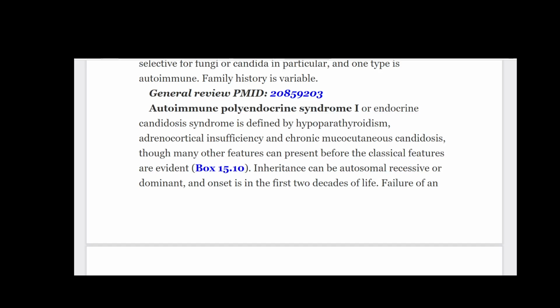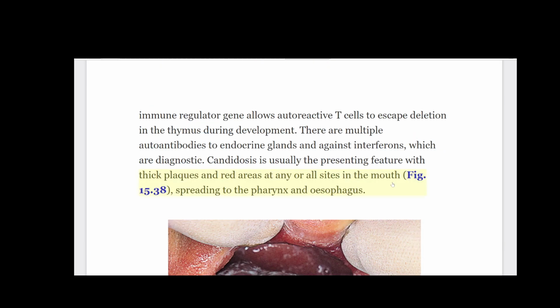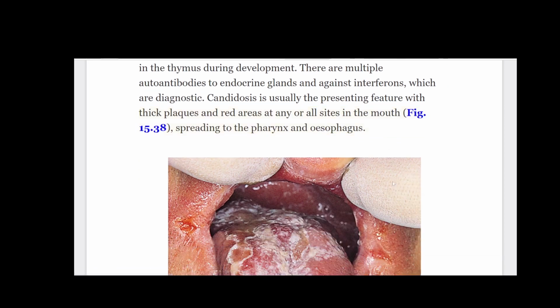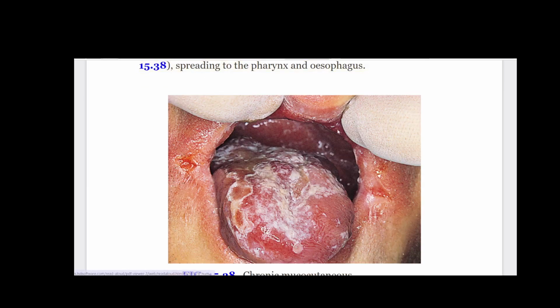Inheritance can be autosomal recessive or dominant, and onset is in the first 2 decades of life. Failure of an immune regulator gene allows autoreactive T cells to escape deletion in the thymus during development. There are multiple autoantibodies to endocrine glands and against interferons, which are diagnostic. Candidosis is usually the presenting feature with thick plaques and red areas at any or all sites in the mouth, Fig. 15.38, spreading to the pharynx and esophagus. Fig. 15.38 Chronic mucocutaneous candidosis, extensive red and white patches throughout the oral mucosa and angular cheilitis.